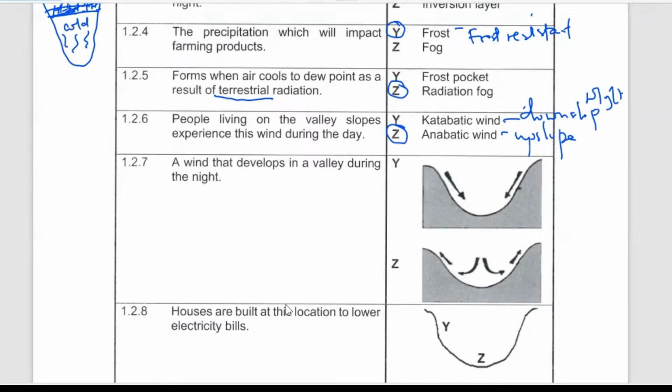Then moving on to the next question, a wind that develops in a valley during the night. The night wind is a downslope wind, typical of the wind at Y, which is katabatic.